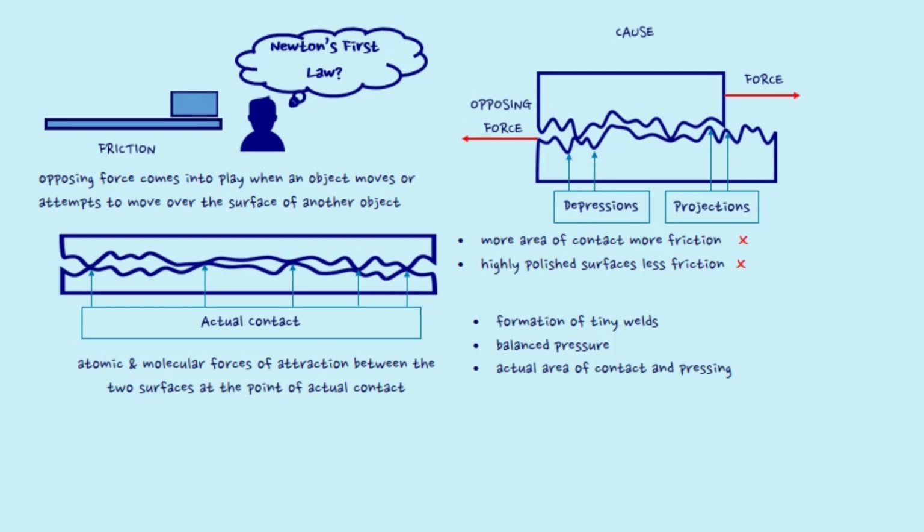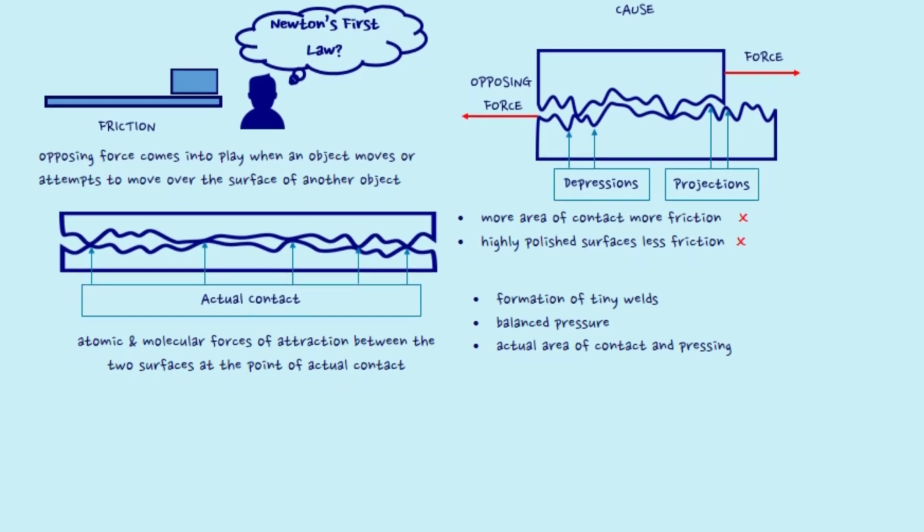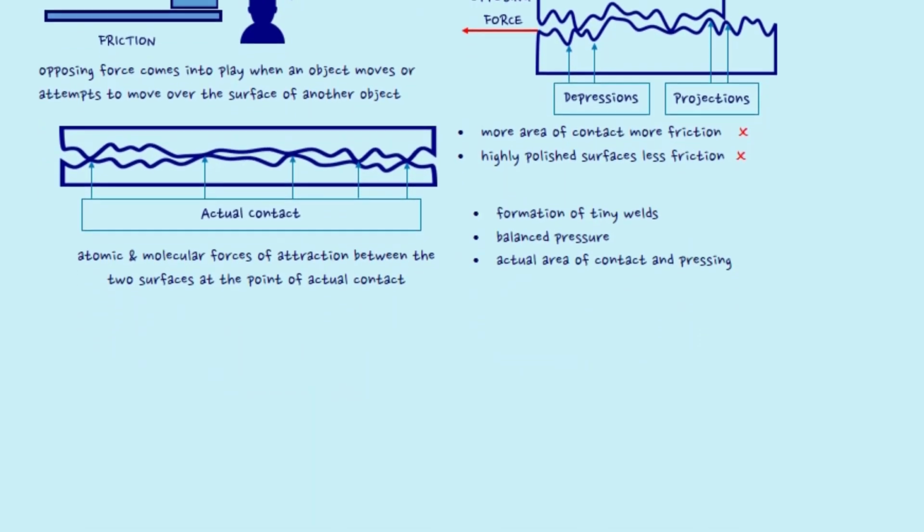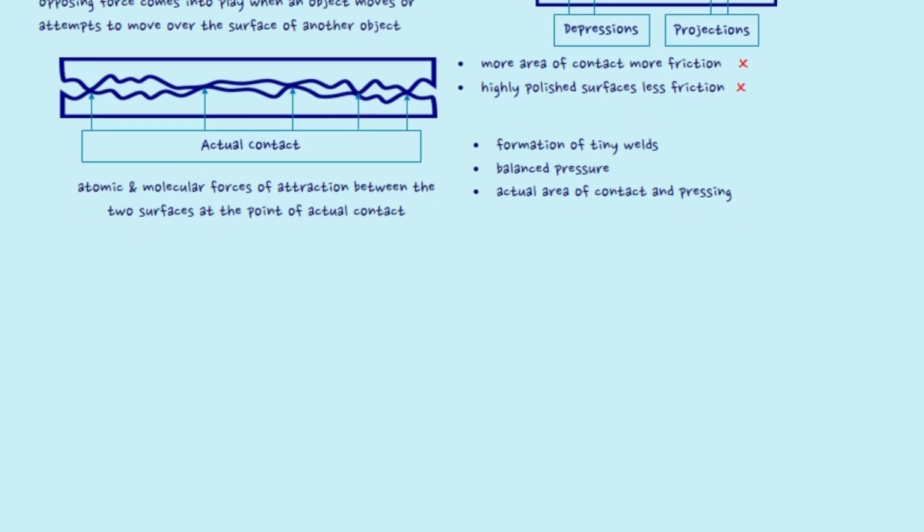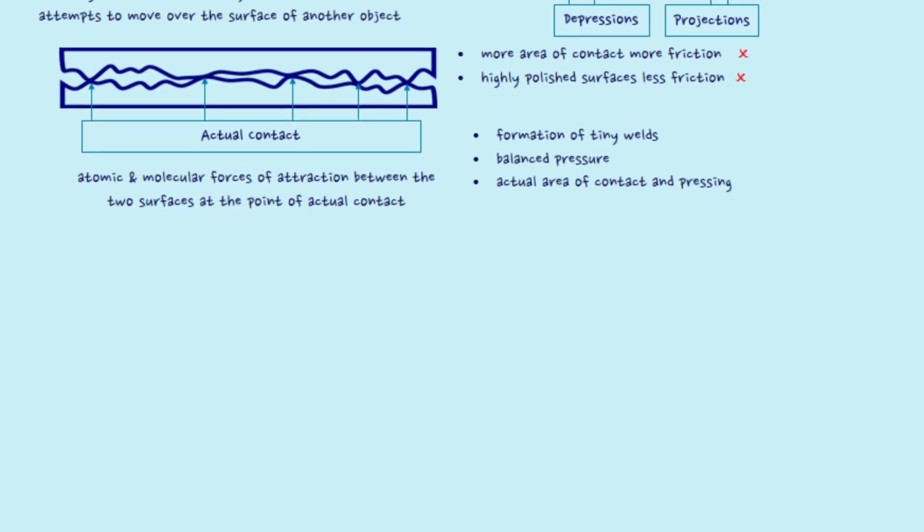The actual area of contact between two surfaces depends upon the force with which the surfaces are pushed together, or the actual area of contact depends upon the normal force exerted by the supporting surface on the body. This explains why the force of friction is dependent on normal reaction. Overall, the second model is able to explain the frictional force in a better manner.